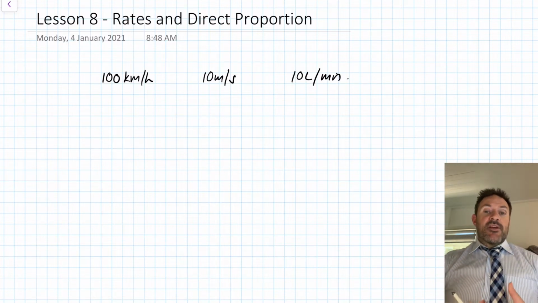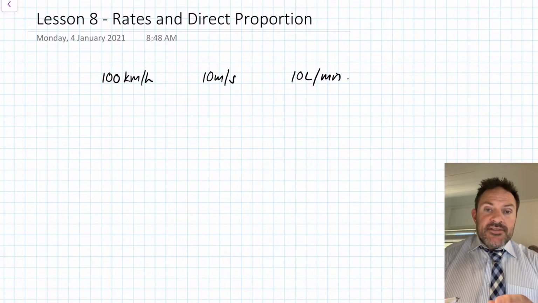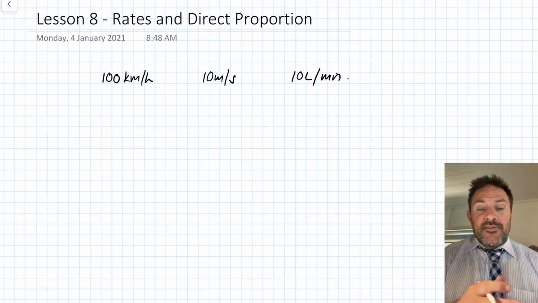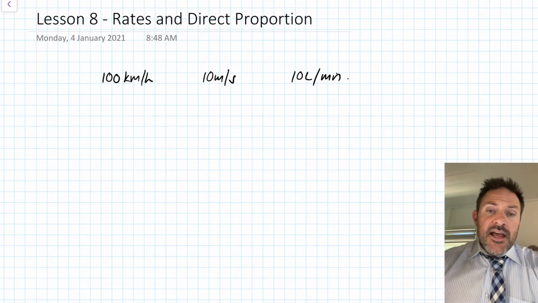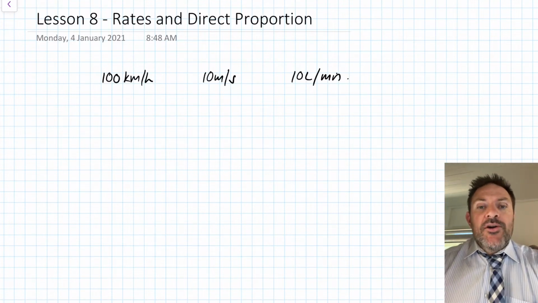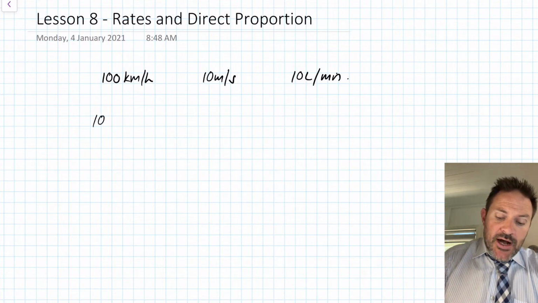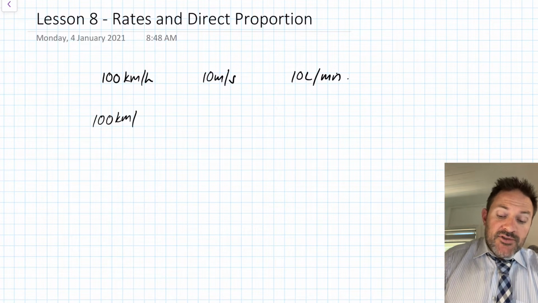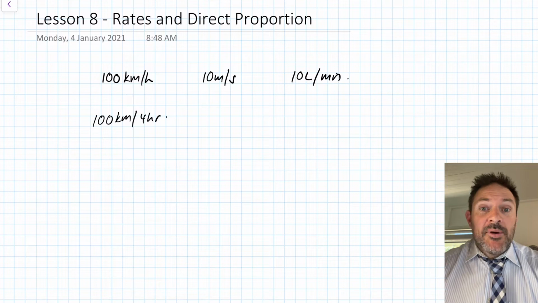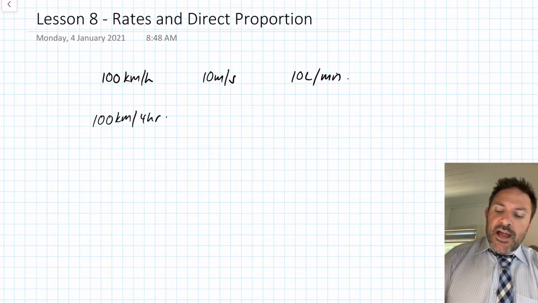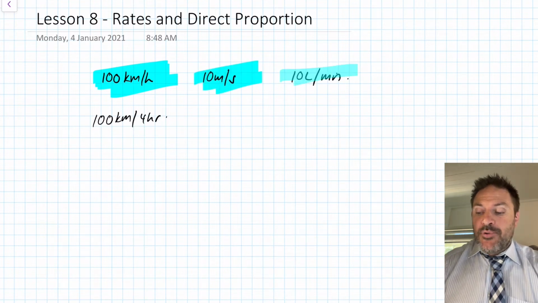Basically, with a rate, we're comparing two different measurements. Often we deal with time and distance, but it's per one unit of that. So you wouldn't be saying, "Oh, how fast did you go today?" "Oh, well, I got up to 100 kilometers per 3 hours or per 4 hours." They'd be saying, why per 4 hours? You would say per 1 hour because it makes it easier, right? So a rate is per one unit. So per 1 hour, per 1 second, per 1 minute.